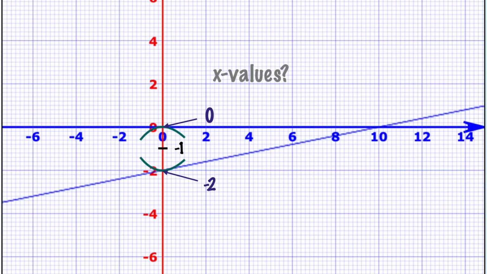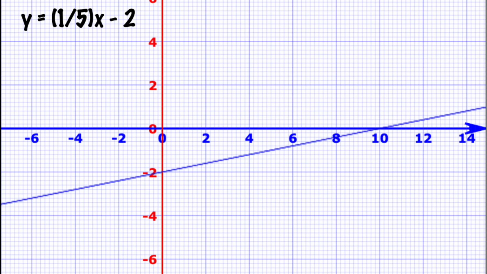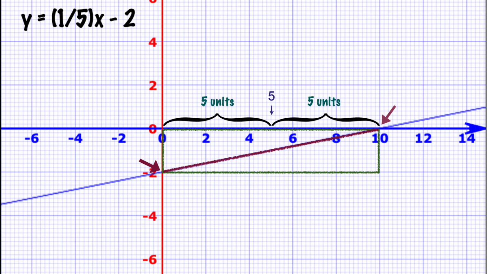So what are the x values that go along with these function values? When the function is -2, it looks like our x value is 0. And when the function value is 0, it looks like our x value is 10. So the x values in between will give us function values between 0 and -2. Now to find our delta, we just see how far these x points are away from our c value, which is 5. And they are 5 units away. So 5 is our delta.